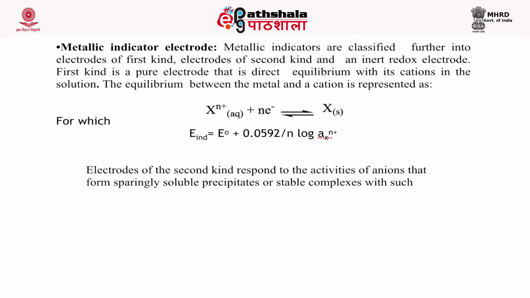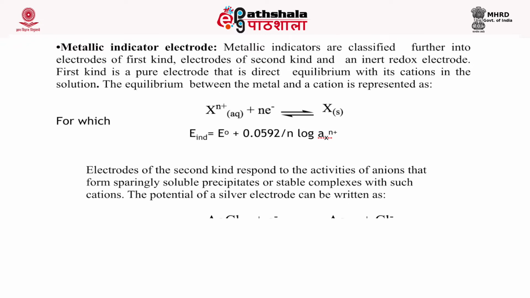The metallic indicators are not very selective and respond only to their own cations, due to which these are not widely used for potentiometric determinations. For example, a copper electrode cannot be used for the determination of copper 2+ in the presence of silver 1+ because electrode potential is also a function of the silver ion concentration. Similarly, many electrodes cannot be used for determination purposes.